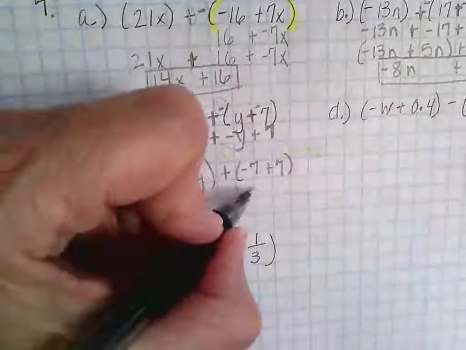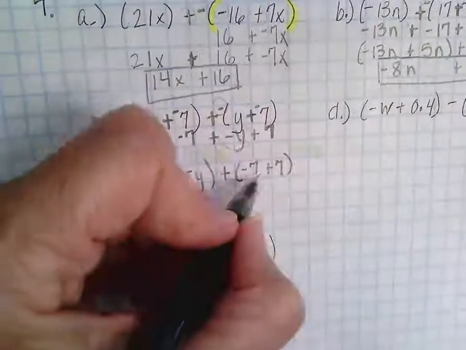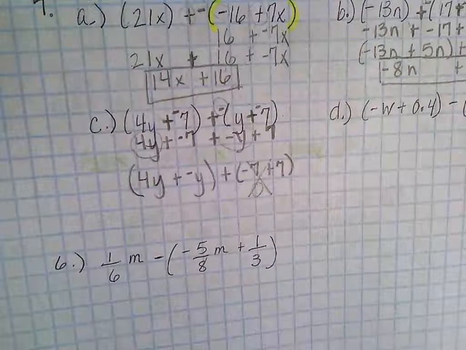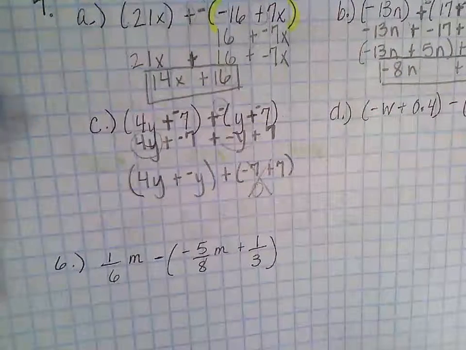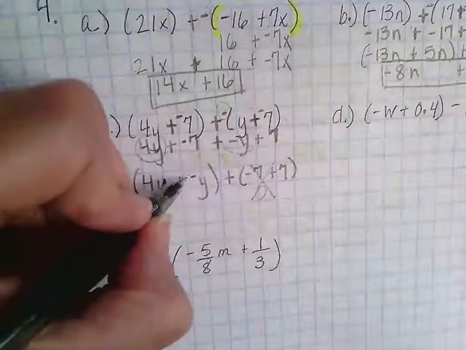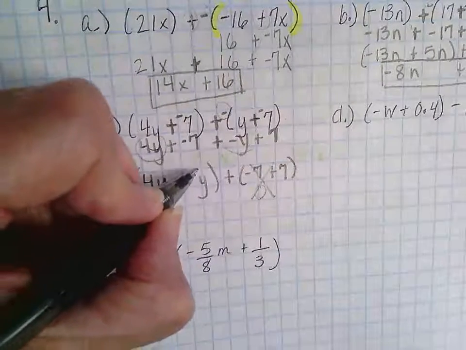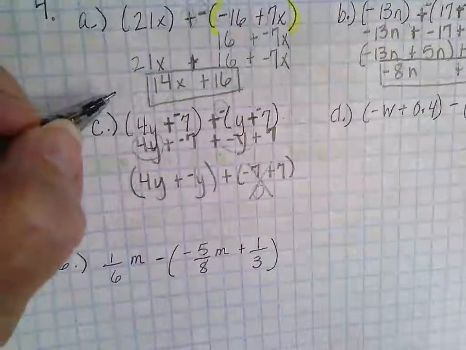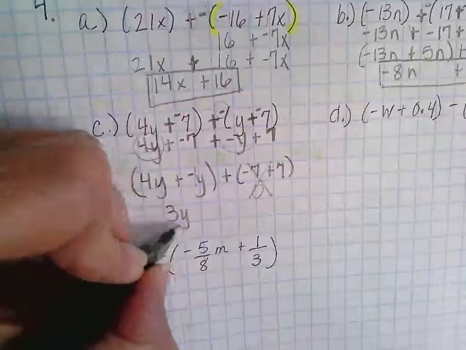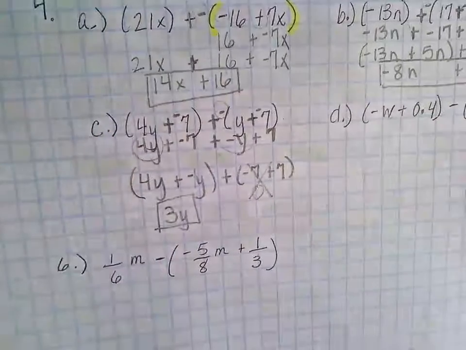Well, I can see that this quantity is just 0. So when I have 0, unless it's a placeholder, I really don't even have to write it down. And a positive 4y and a negative y, that's a negative 1y, is going to be 3y. And that is my answer.